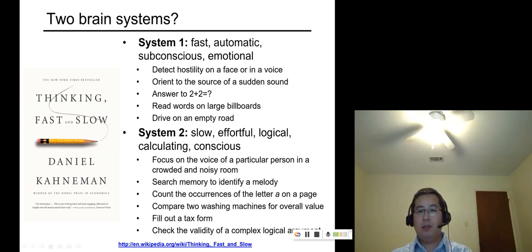Check the validity of complex logic argument. So that means a human can do something, but challenging for computer.